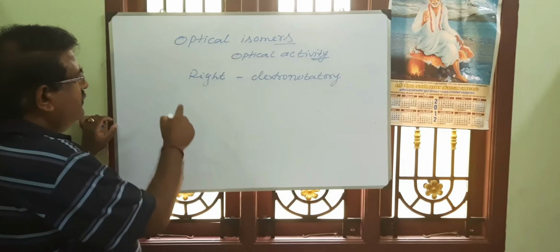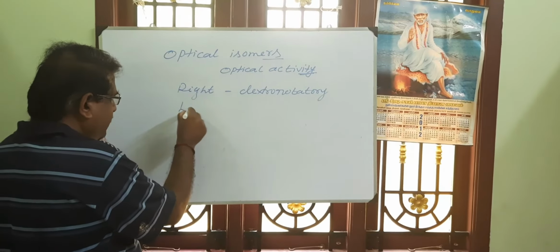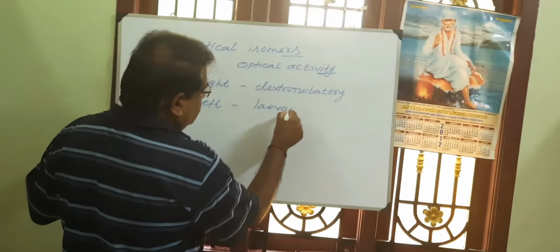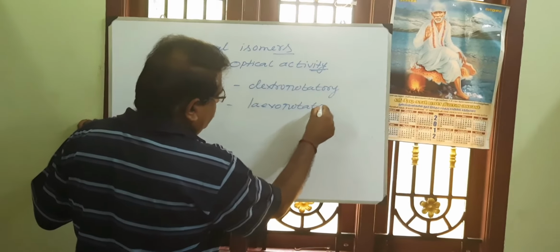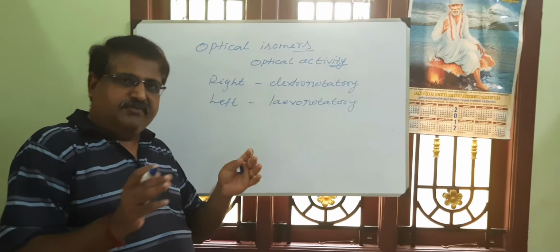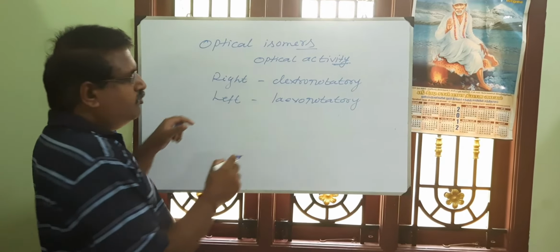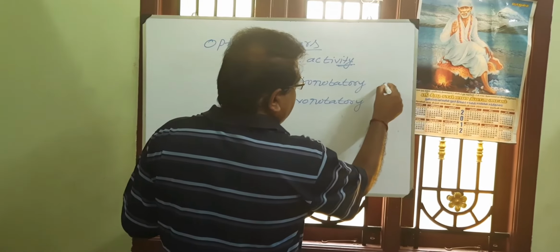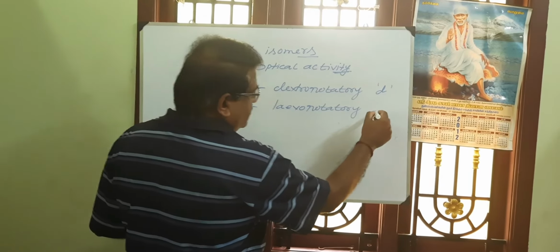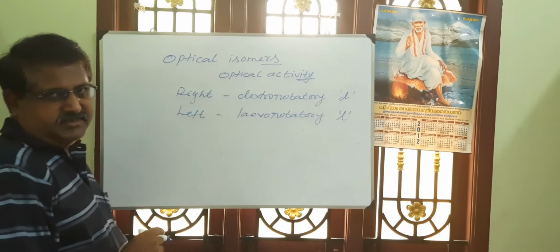Dextrorotatory compound. The compounds that are capable of rotating the plane polarized light to the left side are called levorotatory compounds. So the optical isomers differ from each other in their optical activity. The dextrorotatory compound can be denoted as D, or small d. The levorotatory compound can be denoted as L. So the D and the L are optical isomers.